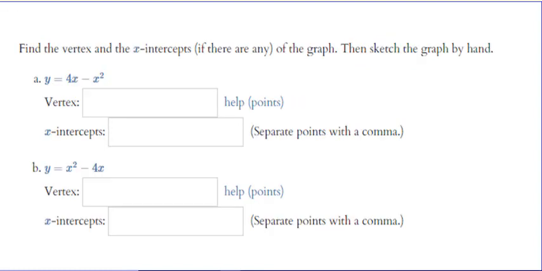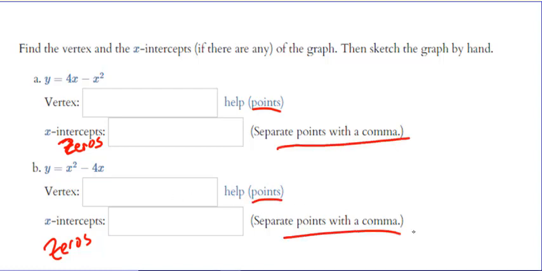Now, okay. Now we're going to do a couple more, and they just want the x-intercepts. X-intercepts are really the zeros, right? And note that they want things in points, right? Separate points with a comma, okay? So they want us to do vertex and then the zeros. So we'll do the first one, and then you should be good enough to do that.